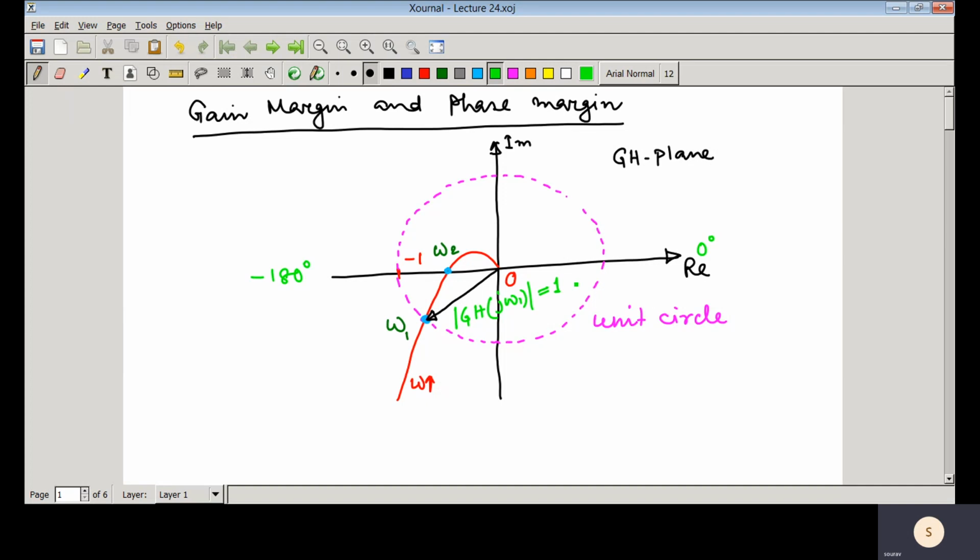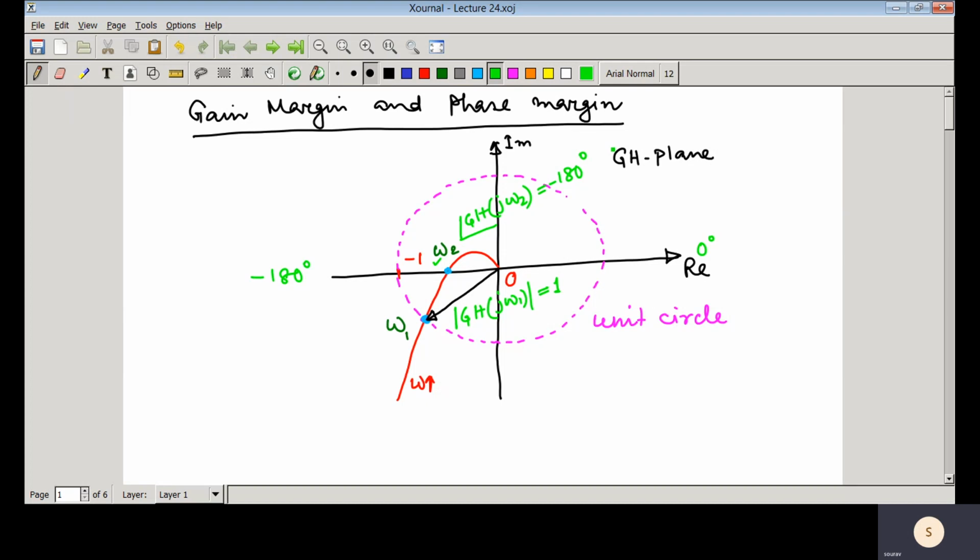And let us see what happens whenever it crosses the -180 degree axis, that means the negative side of the real axis. At omega equal to omega 2, it crosses that. So this is that point, where it crosses the negative real axis. If we find the phase at this particular frequency, j omega 2, it is clear that at omega equal to omega 2, the phase would be equal to minus 180 degrees. So these are the two frequencies and these are the two points from where we will be able to get the measures of stability.